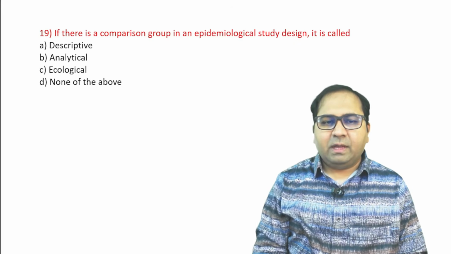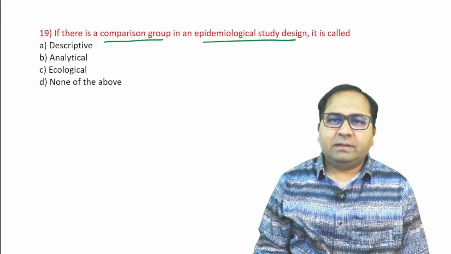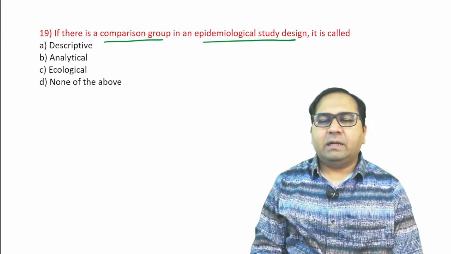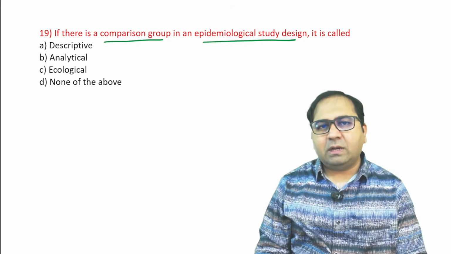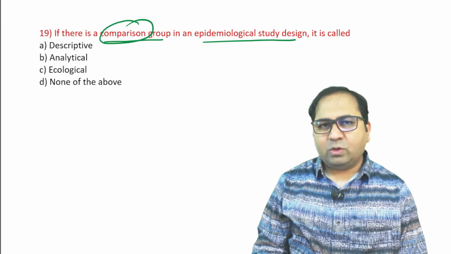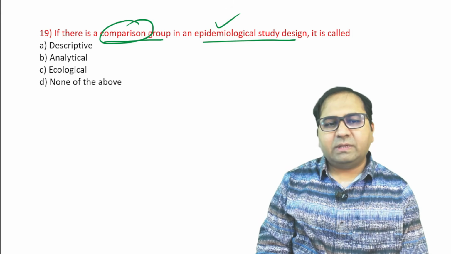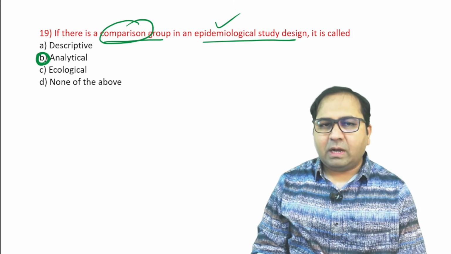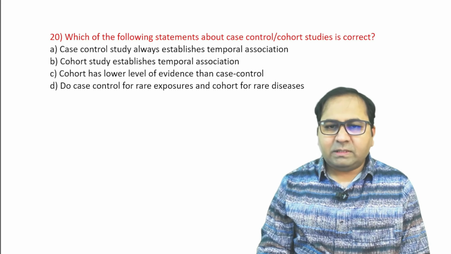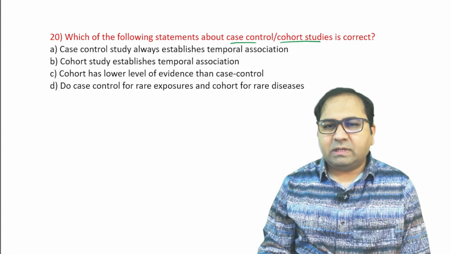Next question. If there is a comparison group in an epidemiological study design, then it is called what study? Comparison group. Options are A, descriptive, B, analytical, C, ecological, or D, none of the above. So we know the answer: whenever there is a comparison group in the epidemiological study, then it is an analytical type of study design. Please remember the question and also the answer and the flowchart. Next question. Which of the following statements about case control and cohort studies is correct?